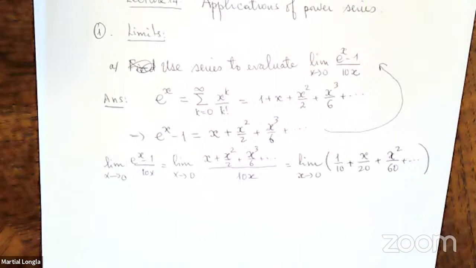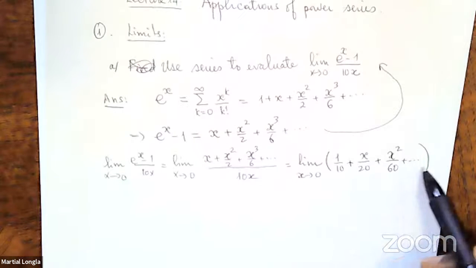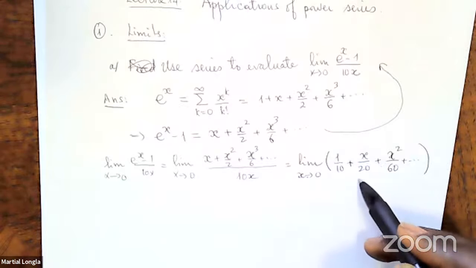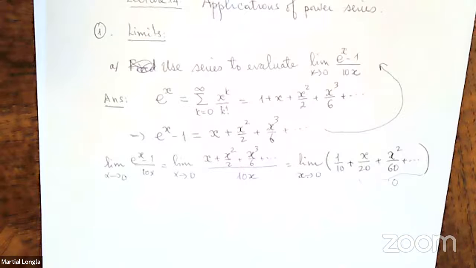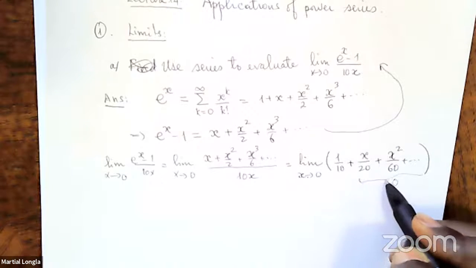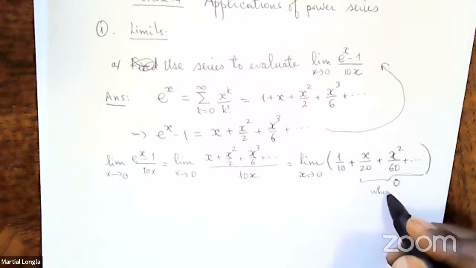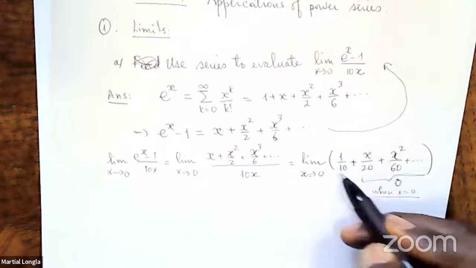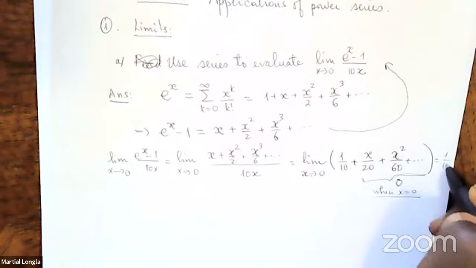And then you notice that all the terms that are coming after this number are powers of x. And when x goes to 0, all those numbers are zeros because 0 to any power is 0. So everything that comes after that first term, when you plug in x equals 0, you get 0. So the whole limit is going to be equal to 1/10.